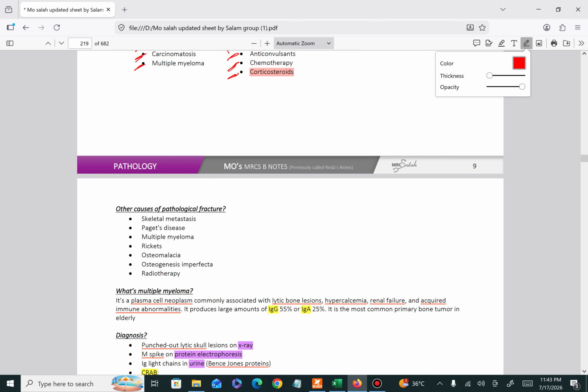Other causes of pathological fracture. Pathological fracture is also known as fragility fracture.